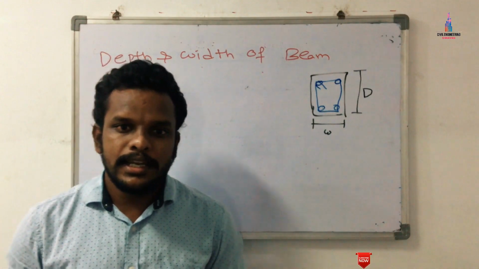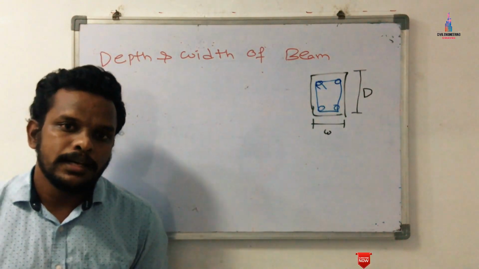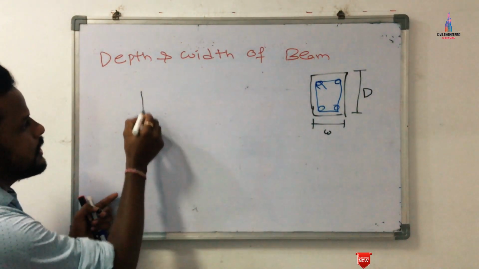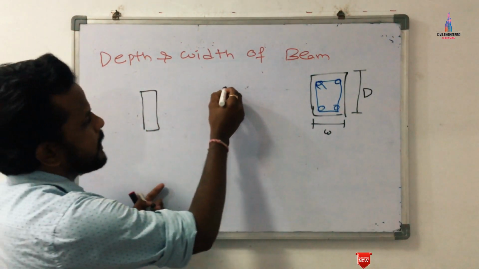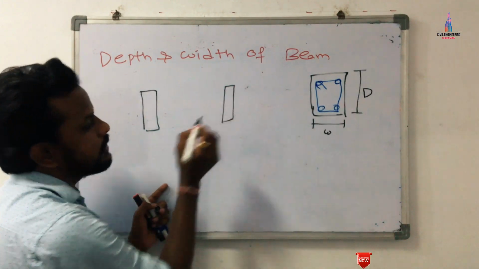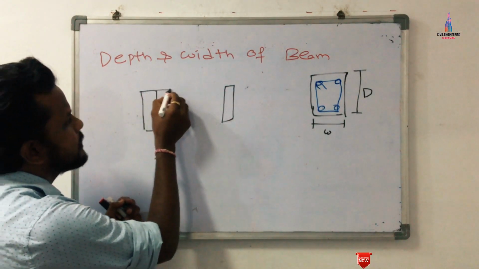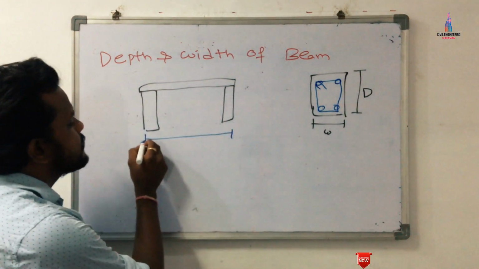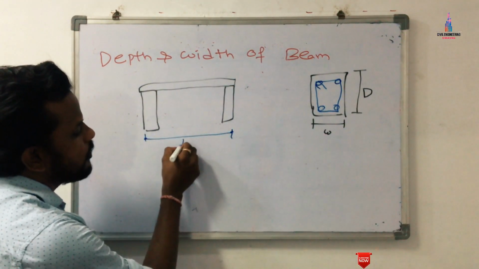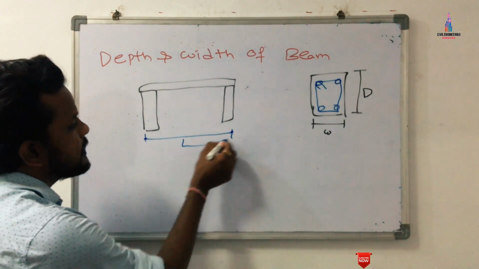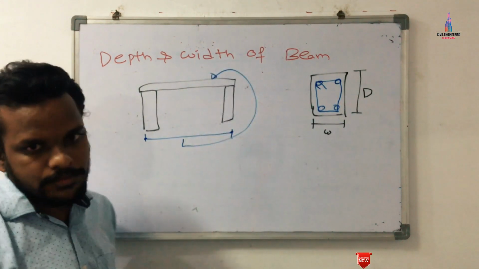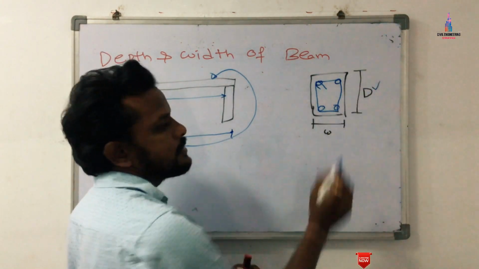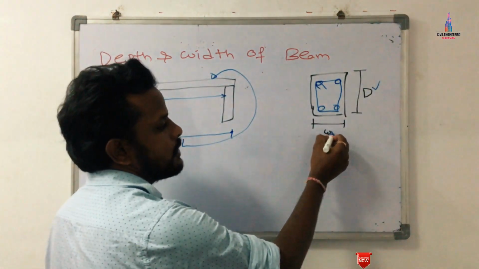Basically, the width and depth of the beam depend upon the length of the beam. For example, I am considering one column existing here like this. Again I am taking one more column here. In between this section there is a beam. The distance between the starting point and ending point is called the length. This is your beam length. If you increase the beam length, the depth also increases. In the same way, you have to increase the width of the beam also.